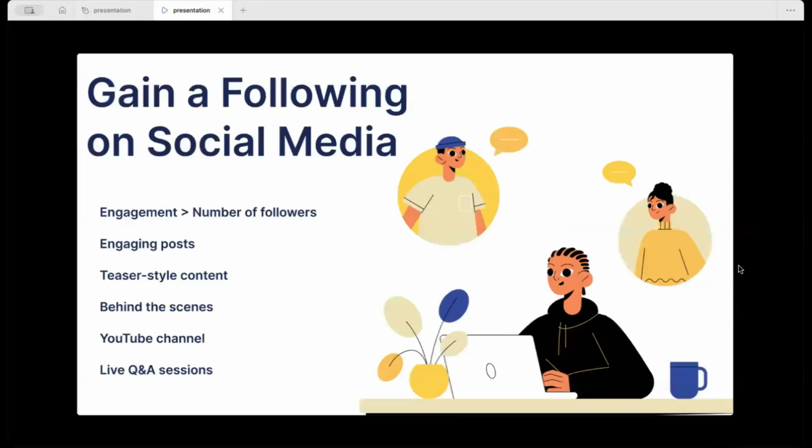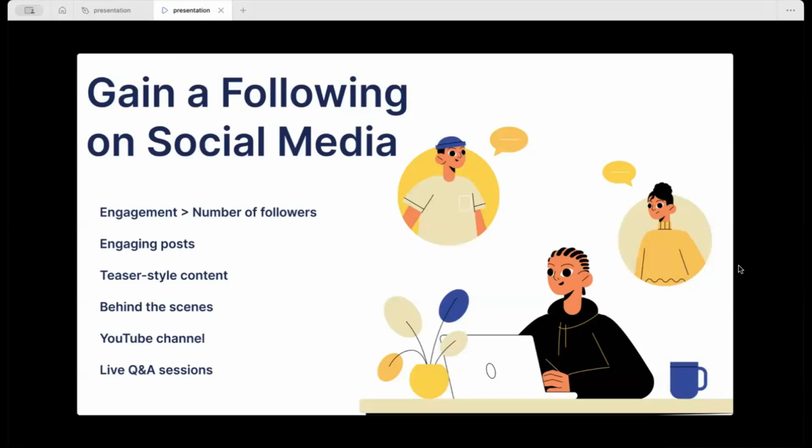Now let's speak about gaining a following on social media. But I have here an important point for you. Always remember that engagement is more important than number of followers. You can have actually a huge amount of followers, but if you have low engagement, you will have no results. So having a number of followers will not work. You should provide high engagement.